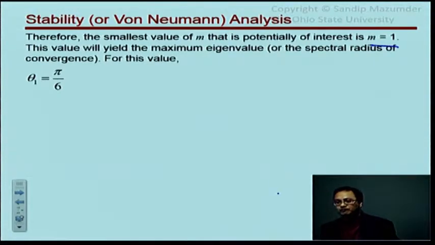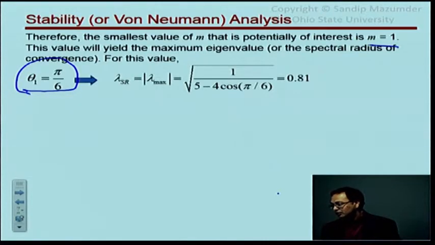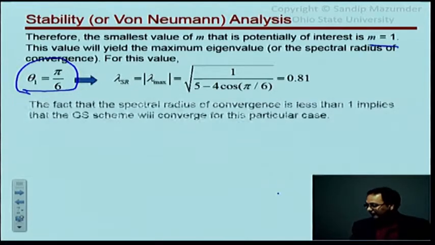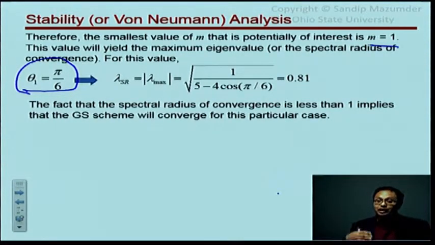Okay, m equal to 1 means we are looking at the theta 1 component, pi over 6. When I calculate the eigenvalue for theta 1, I get 0.81. That means that in this particular case, for this problem, the Gauss-Seidel scheme is going to converge because the largest eigenvalue is less than 1, 0.81.